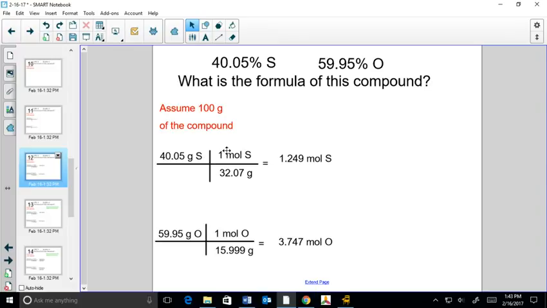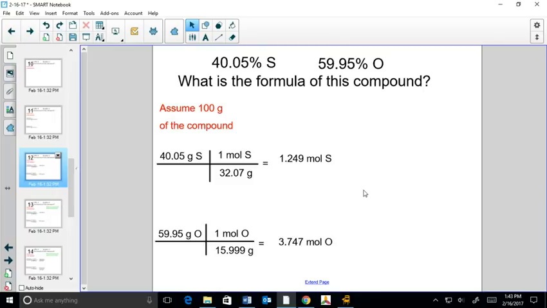I do that math, multiply these two, divide by that, and I get 1.249 moles of sulfur and 3.747 moles of oxygen. But I need whole number ratios. Any formula has to be a whole number ratio. It can't be S 1.249 or O 3.749.